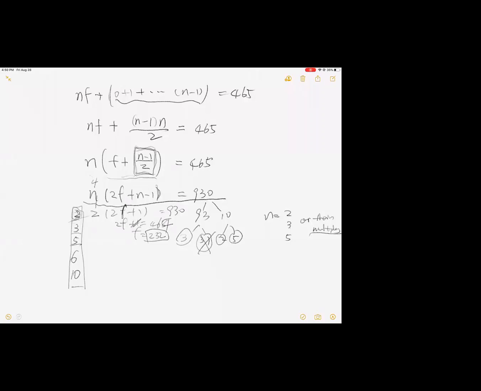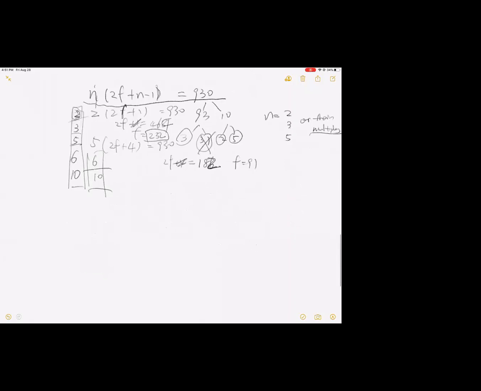Then you try 3, or something a little bit bigger. Okay, try something bigger. So then you try 5. Then it'll be 5 times (2f plus 4) is 930. So then 2f plus 4 is equal to 186. Okay. So then 2f equals 182. That's too big. f is 91. That's too big, right? And then 6. Well, we already know 6 works and 10 works. So that's why there are only 2 solutions, right? Yeah. Okay, good. Okay, next one.